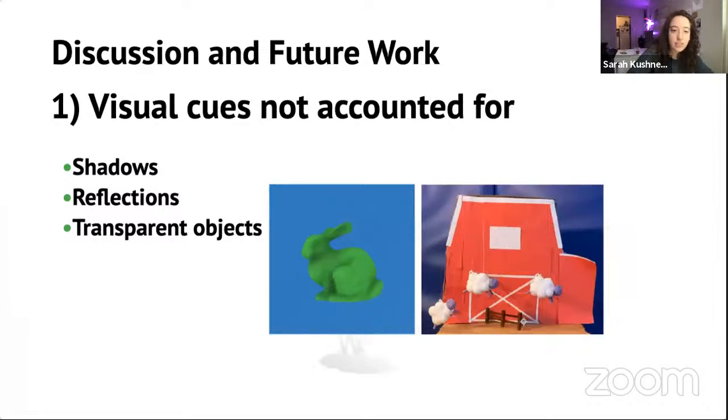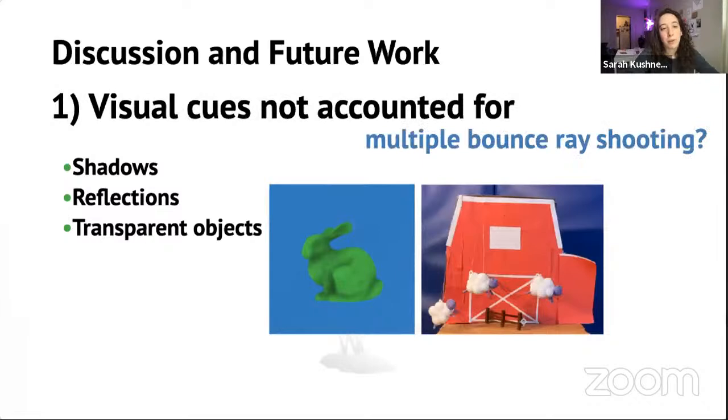So as you might have noticed, the solutions we give are good in that the rods are invisible from the viewpoint. However, the shadows of the rods are not guaranteed to be invisible. So like you can see here, unfortunately, you can still see the shadows. There are other visual cues we don't account for, like reflections and transparent objects. And this would be fun future work, which might be solved using multiple ray bouncing when we compute our visibility term.